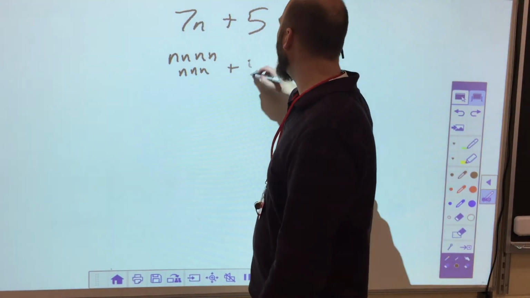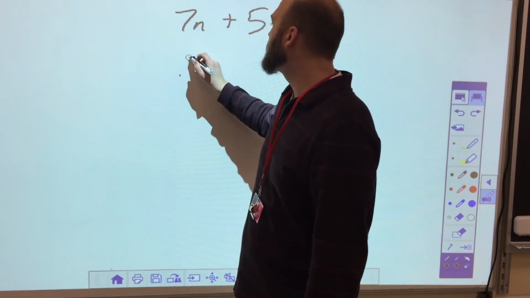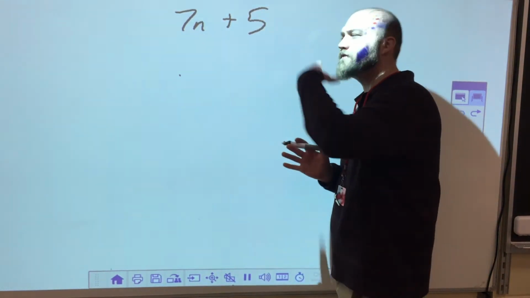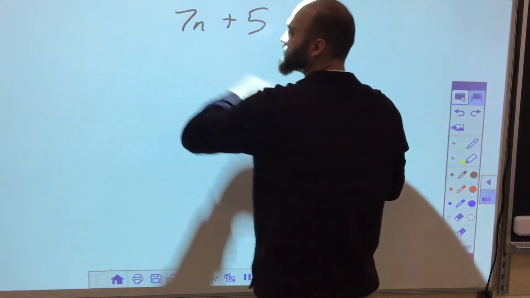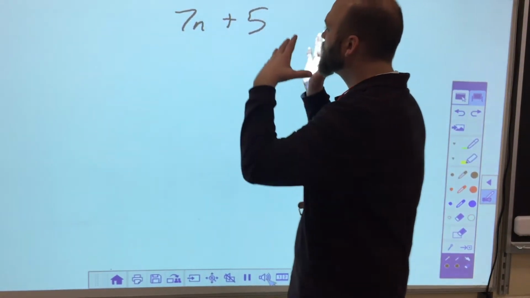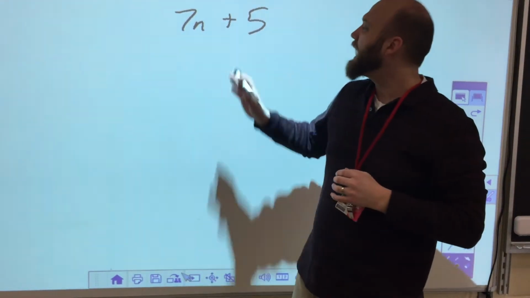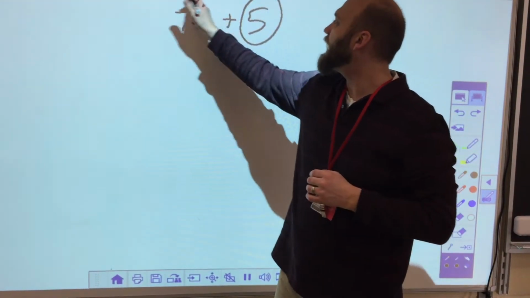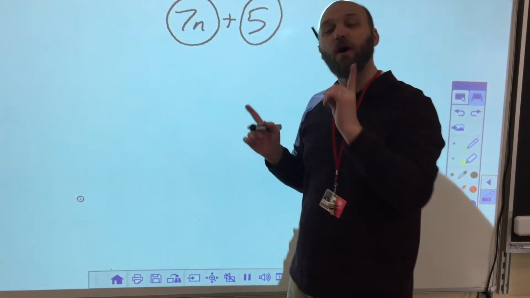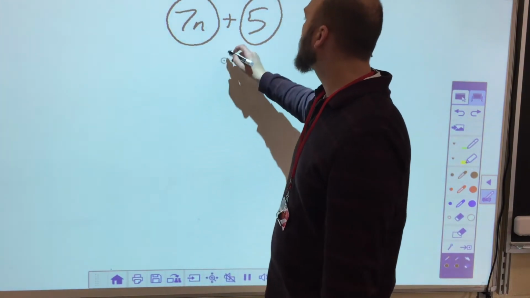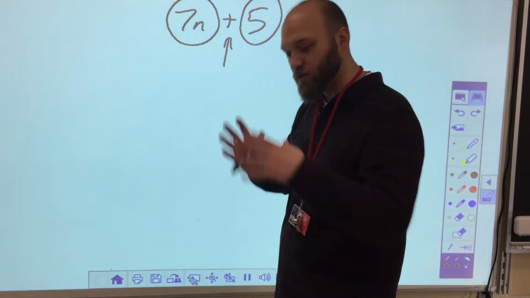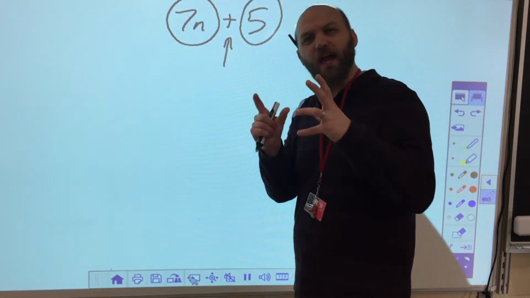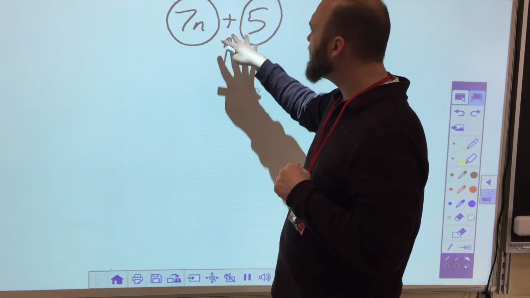So this 7n is actually its own thing. It's a variable. Variables can't go together. What you're looking at here is this coefficient that we have, this 7n. So I have two separate things, this one and this one. Those are terms, and our terms are typically separated by an addition or subtraction sign. So what things go together? I have my terms here.